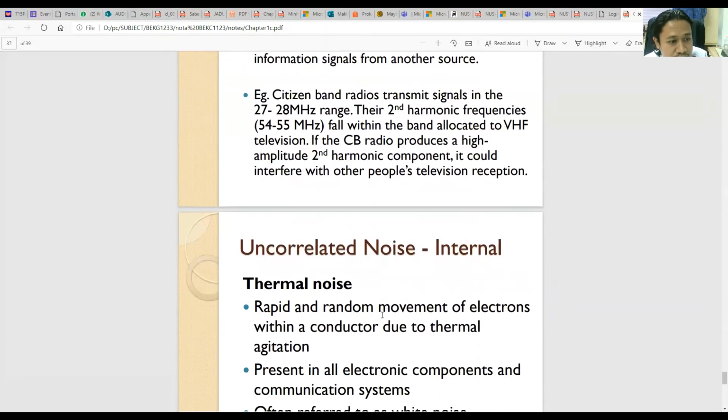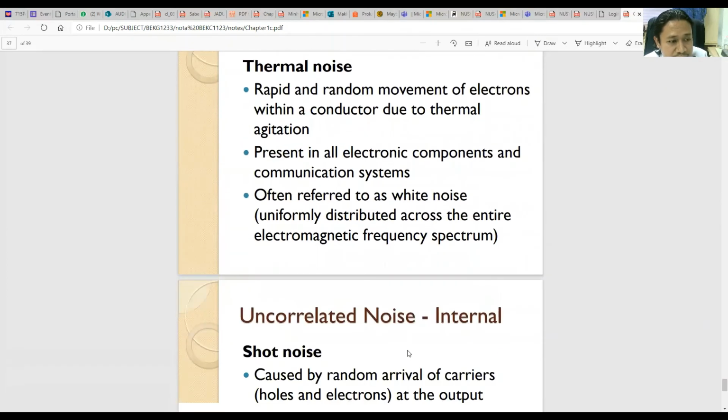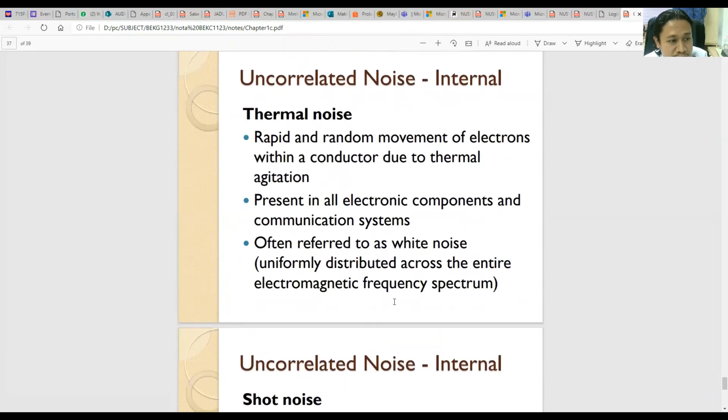Next, for internal uncorrelated noise, there is thermal noise. Thermal noise is the rapid and random movement of electrons within a conductor due to thermal agitation. It is present in all electronic components and communication systems, often referred to as white noise, uniformly distributed across the entire electromagnetic frequency spectrum. That is for thermal noise.